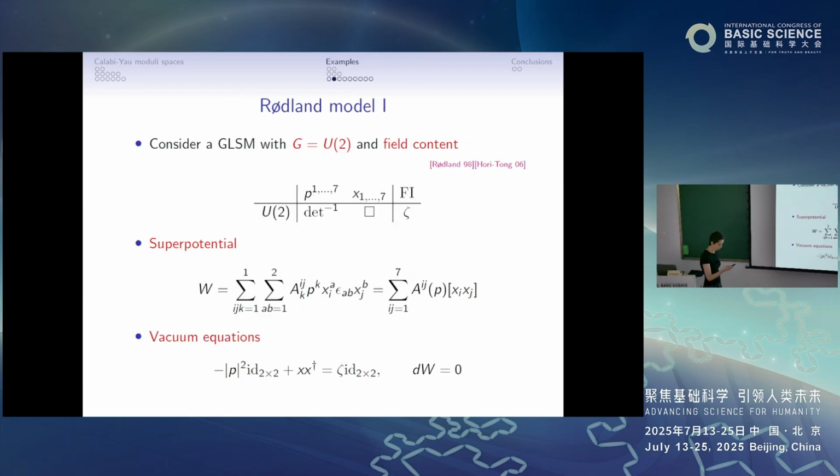Okay, so to give the standard example, this is like the cousin of the quintic. If you want to understand non-abelian GLSMs, you should study this model.